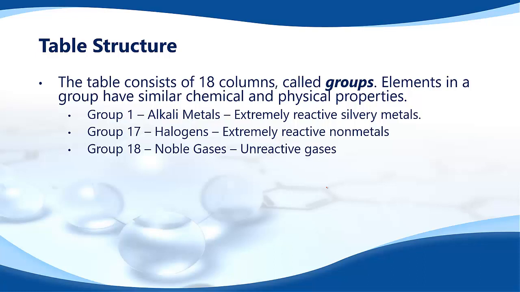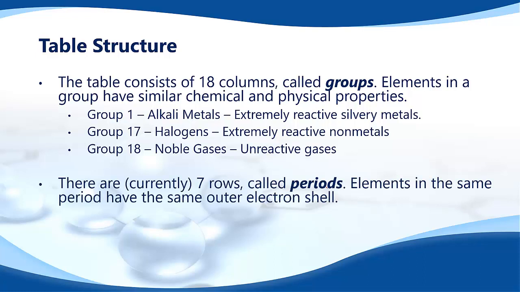The rows of the periodic table are called periods. There are currently 7. The only thing remarkable about elements in the same period is that they have the same outer, or valence, electron shell. So everything in period number 4, its valence electron shell is the 4th shell. If you remember back from the Bohr diagram, that would be the 4th ring.